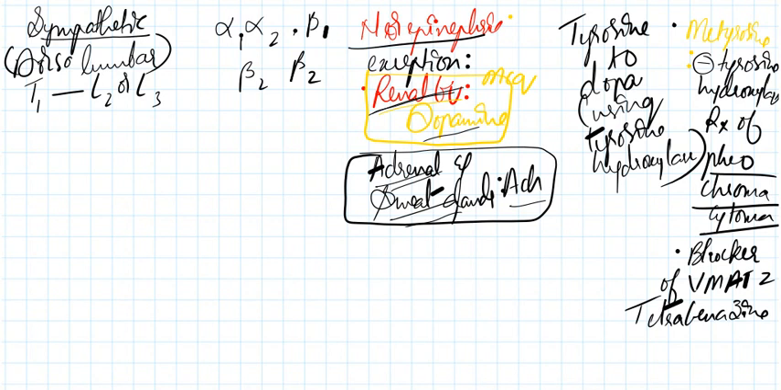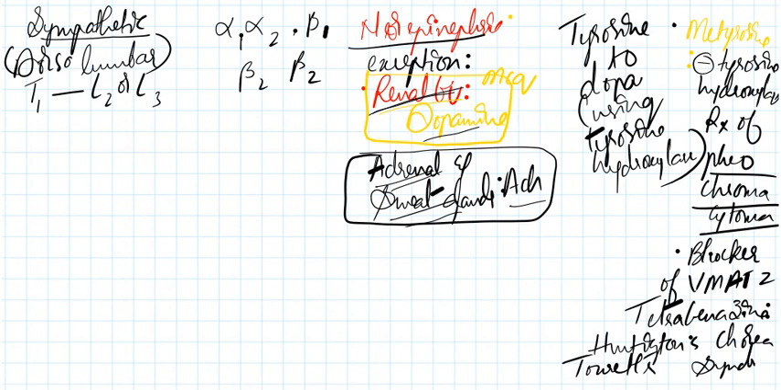What does this tetrabenazine do? This tetrabenazine is a drug of choice in Huntington's chorea. And one more thing is, it's also a drug of choice in Tourette syndrome. Now, we will go into the briefer concepts.